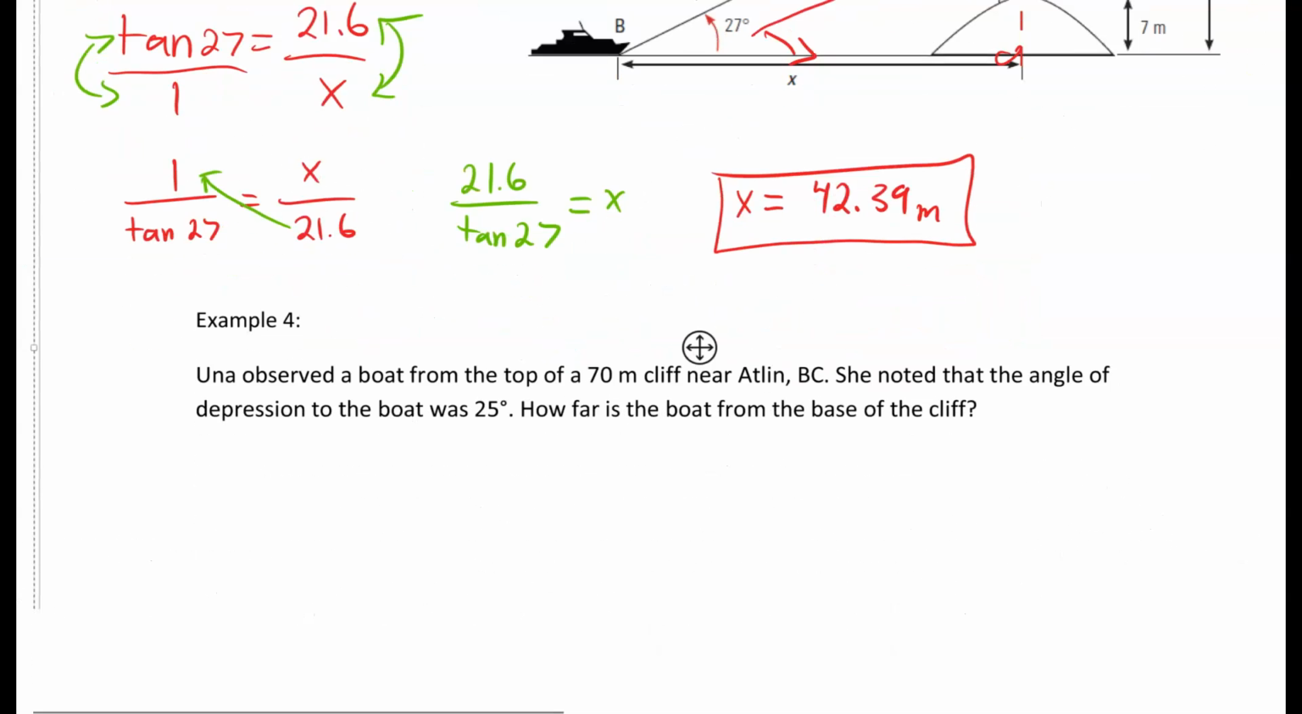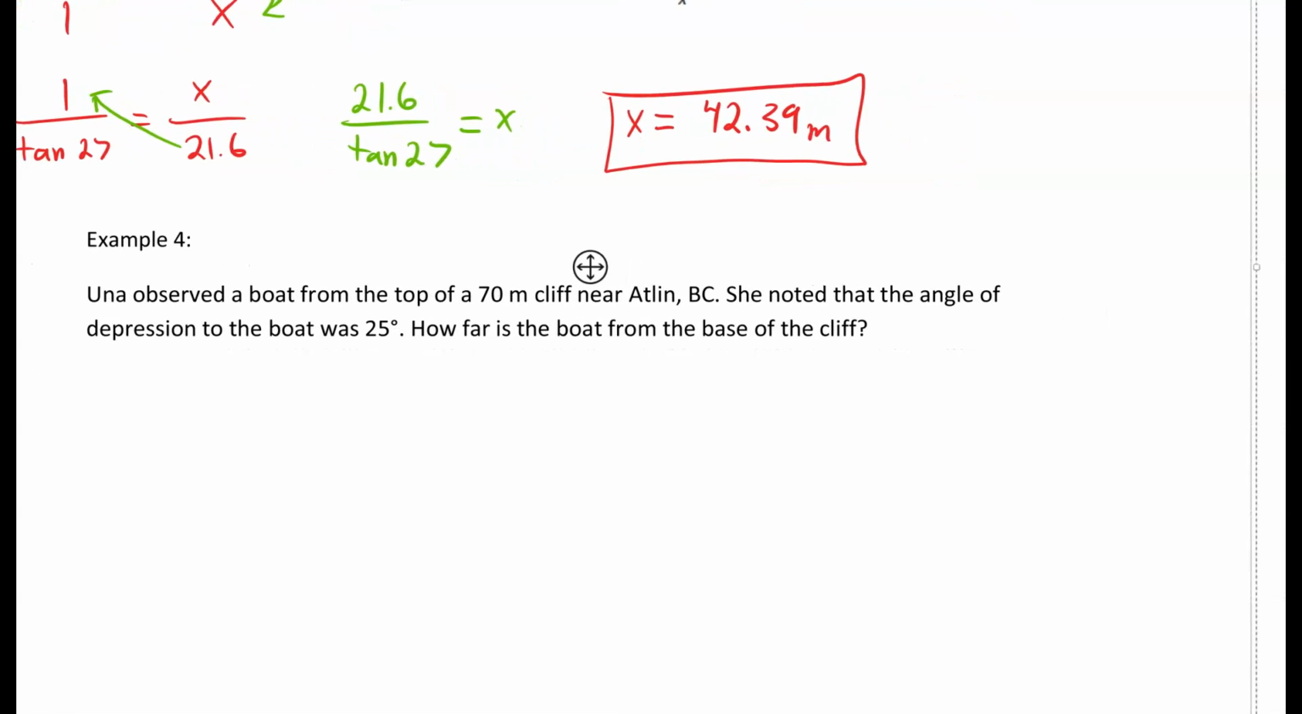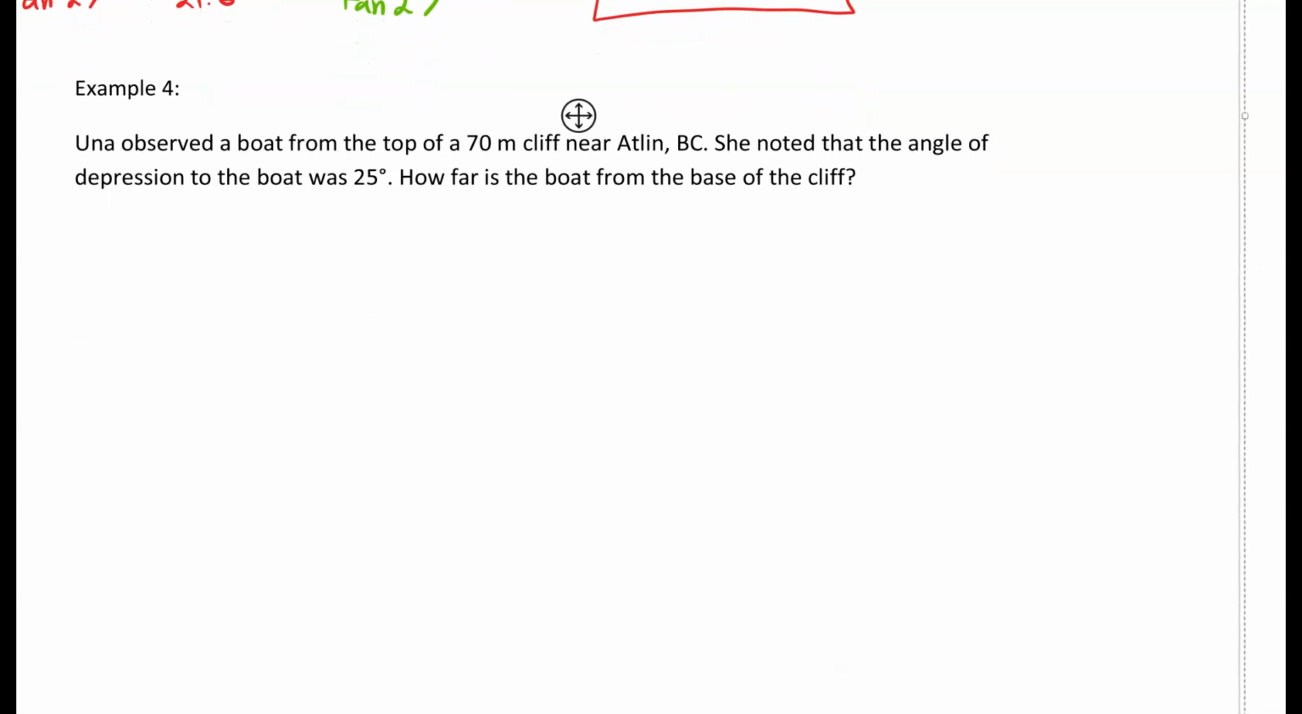Now for our next example, we have: Una observed a boat from the top of a 70-meter cliff near Atlin, BC. She noted that the angle of depression to the boat was 25 degrees. How far is the boat from the base of the cliff? So we have another very similar type question where we have a 70-meter cliff. We have an angle of depression of 25 degrees.